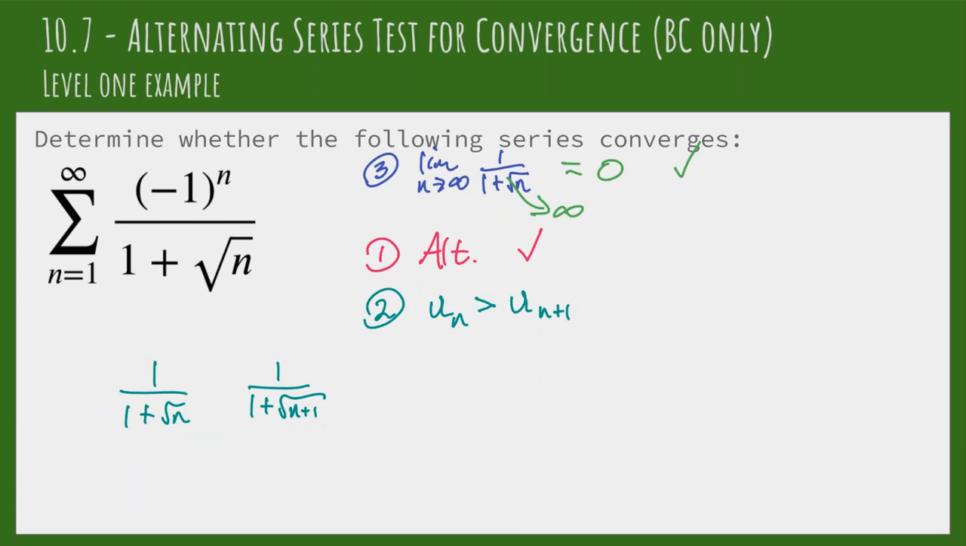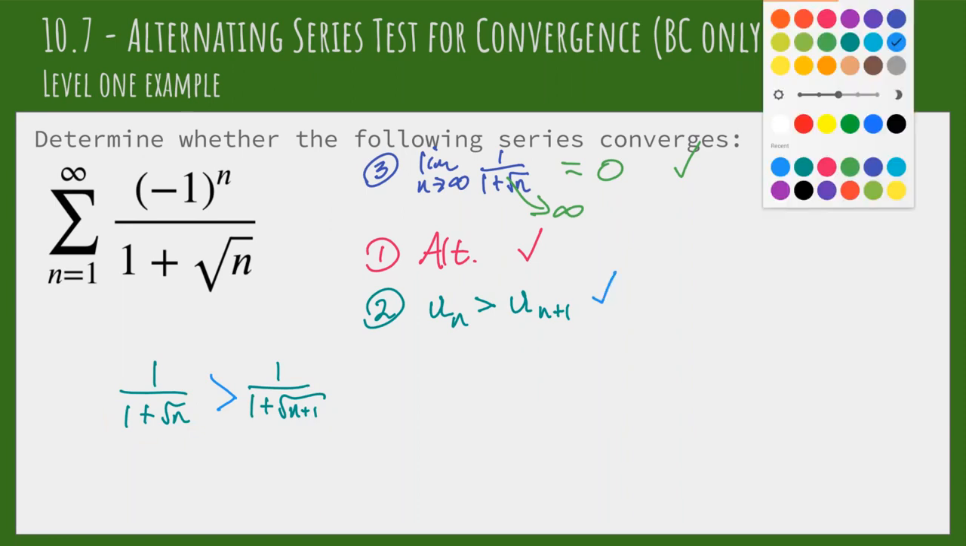For this particular one, it's pretty straightforward. What we need to keep in mind is when we divide by bigger numbers, we get smaller numbers. It's pretty easy to confirm that 1 plus the square root of n plus 1 is bigger than 1 plus the square root of n. And so since we have a larger denominator in the second one, that's going to be a smaller term overall. So we have the third one confirmed.